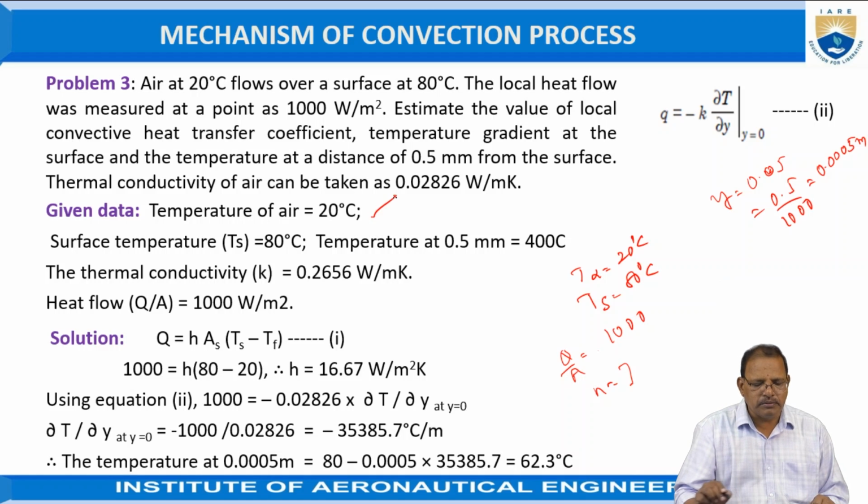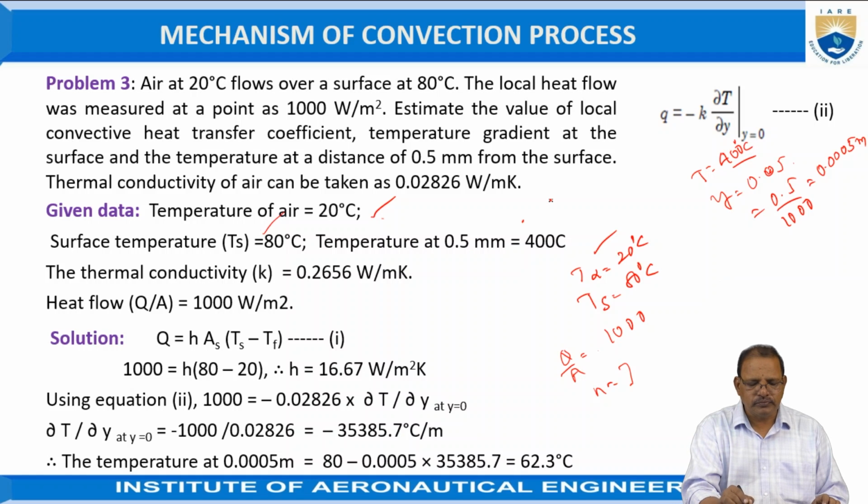Okay, now once again I am taking the temperature of air T alpha is equal to 20 degree centigrade. Surface temperature Ts is equal to 80 degree centigrade. Temperature at a distance of 0.5 mm, that is y is equal to 0.5 mm, and T is equal to 40 degree centigrade. This is given. Thermal conductivity K is equal to 0.02656 now. Q by A is equal to 1000 watts per meter square.